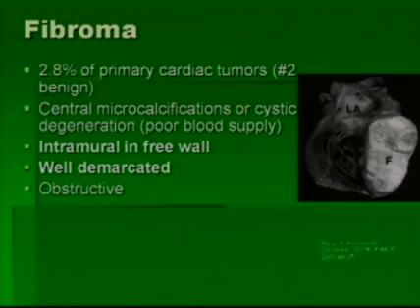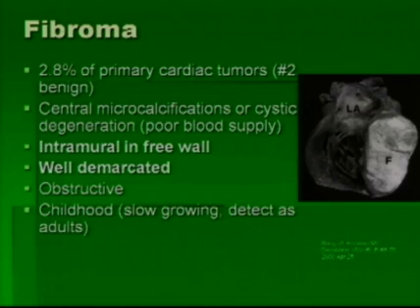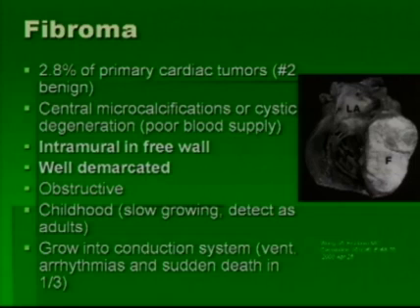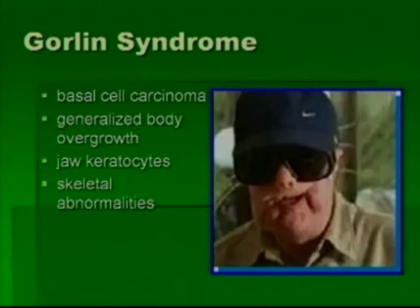They can be obstructive, not surprising, and they tend to happen in childhood, but they're very slow growing, so they're often detected in adulthood. Now, even though they're benign, they can grow into the conduction system and cause ventricular arrhythmias and sudden death, and this happens in about a third of patients. They are associated with the Gorlin syndrome, which includes basal cell carcinoma, generalized body overgrowth, jaw keratosis, as shown here in the picture, and other skeletal abnormalities.